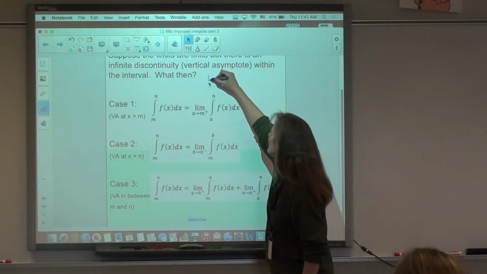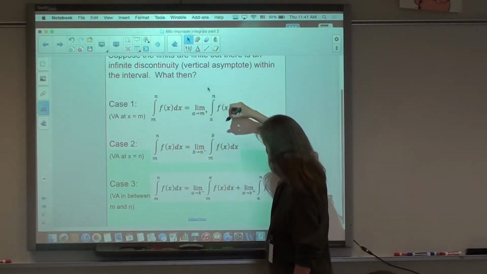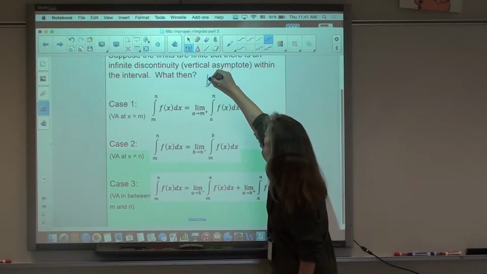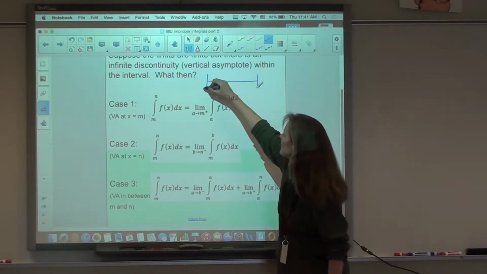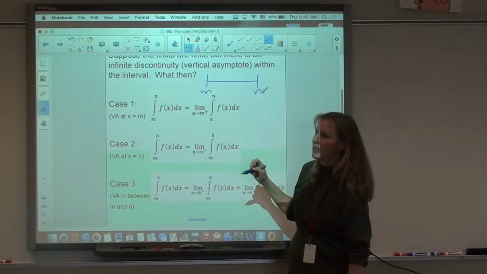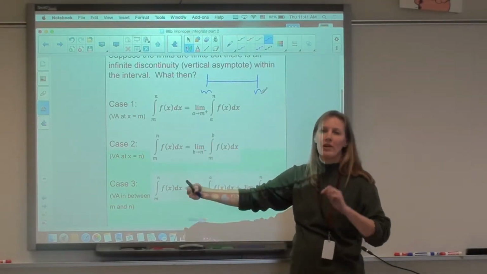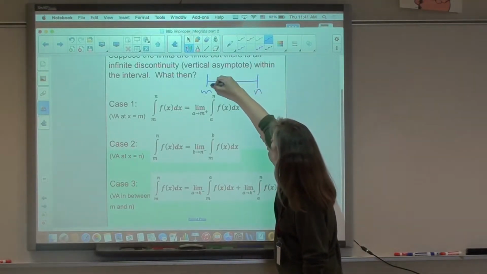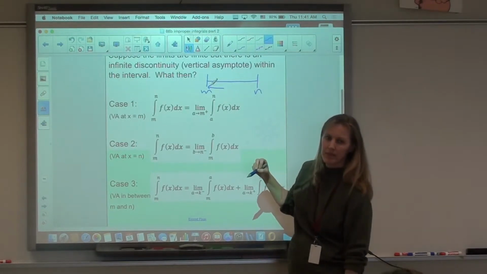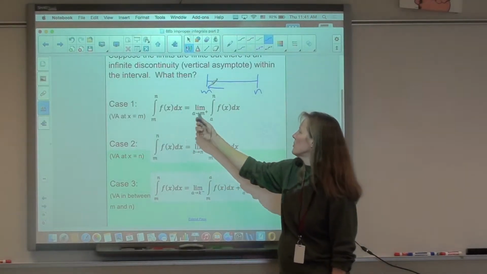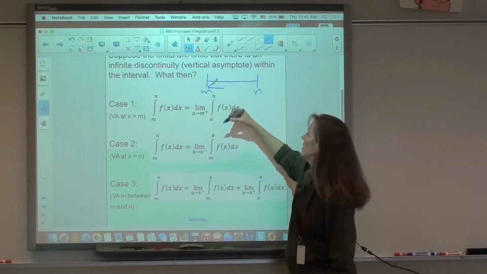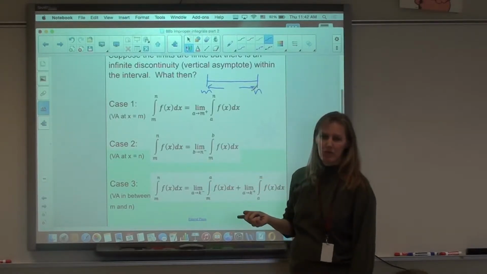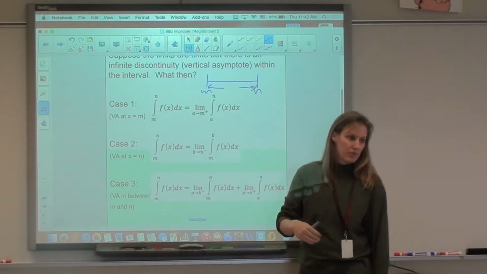And instead of thinking of them as lower and upper, if you think of them as left and right, because they go low to high, so they go left to right on the x-axis, then we would want to approach this guy from the right. So if you ever have a vertical asymptote at your lower limit, you're going to do a limit from the right. If you have a vertical asymptote at your upper limit, you're going to do a limit from the left. You approach it from the left.